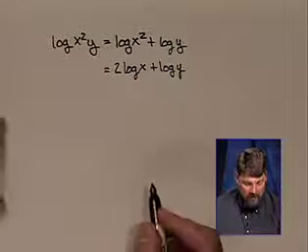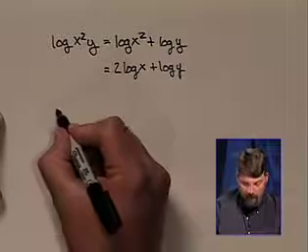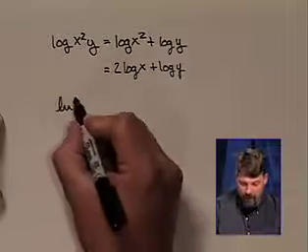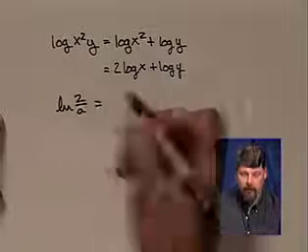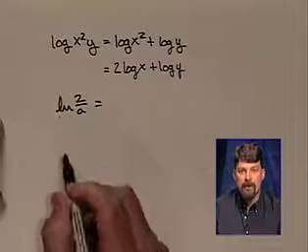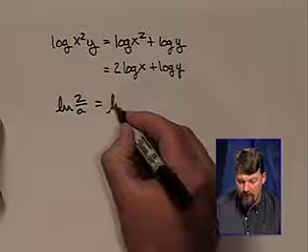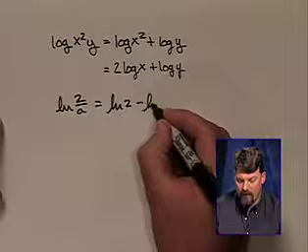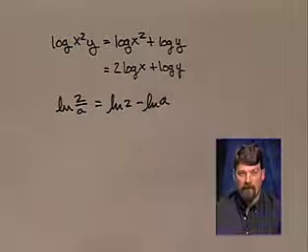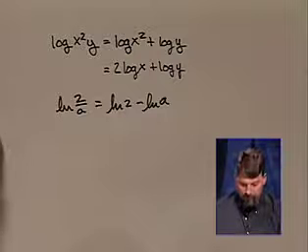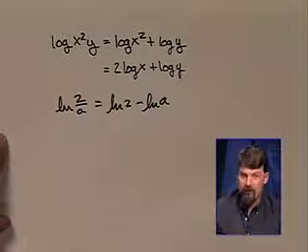Let's take a look at the second one. The second one, we had the natural log of 2 divided by a. Now, the natural log of 2 divided by a, we can rewrite as the natural log of 2 minus the natural log of a. And finally, the third one's kind of long, so I think I'll start with a fresh piece of paper.